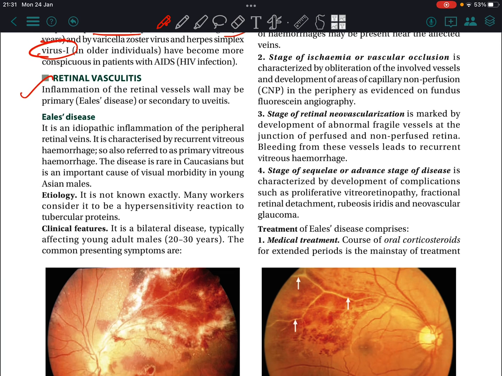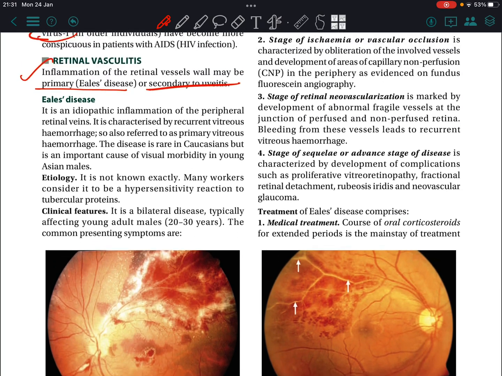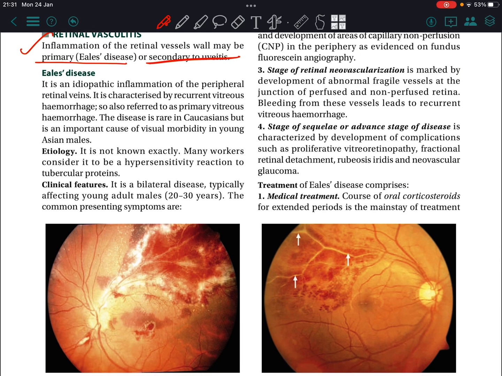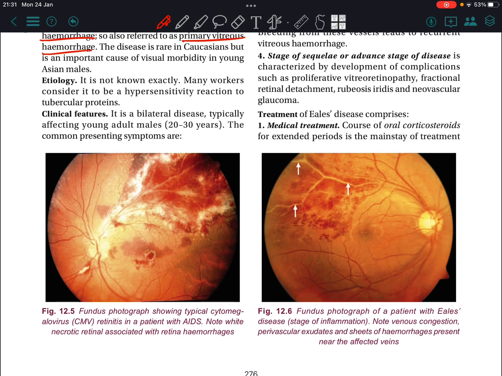Retinal vasculitis, inflammation of the retinal vessel wall, may be primary (Eales disease) or secondary to other diseases. Eales disease is an idiopathic inflammation of peripheral retinal vessels. It is characterized by recurrent vitreous hemorrhage. It is also referred to as primary vitreous hemorrhage. The disease is rare in Caucasians but an important cause of visual morbidity in young Asian males. Etiology is not known. It is considered a hypersensitivity reaction to tubercular proteins.